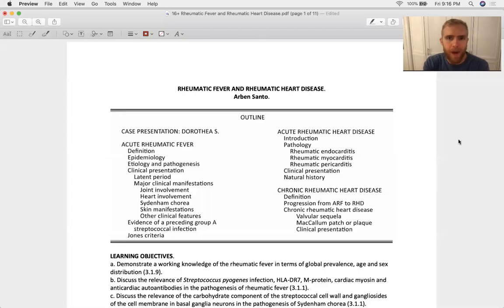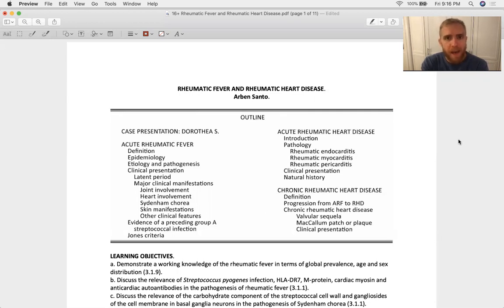Let's talk about rheumatic fever. Why is it called rheumatic fever? Because the joints get involved. There's an arthritis, specifically the large joints, usually, and it's going to migrate. It's going to be a migratory, transient, self-resolving polyarthritis.